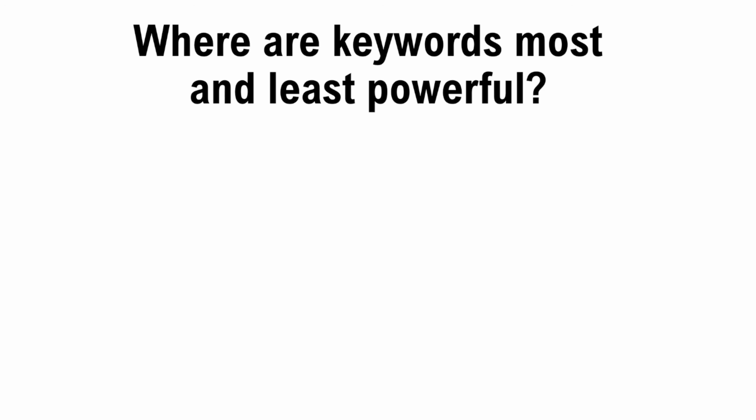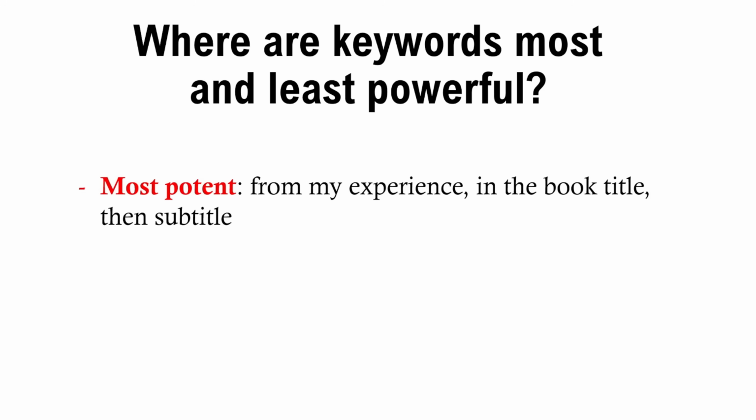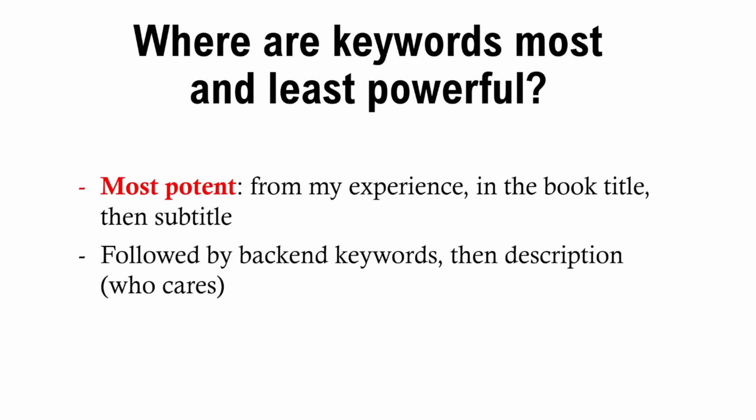So moving on from that, after we've established what our main keyword for our book is going to be, I'm going to talk about the subtitles in just a moment. But we want to understand where keywords are most and least powerful, because this is something that people obsess over. I'm going to make this very clear, very quick and very obvious, from my findings, where keywords are most and least powerful. Most potent, from my experience, is in the title of the book and the subtitle. I'm going to show you at the end of the video what I mean by that. It's going to prove basically why Amazon's never saturated. That's followed by back-end keywords, the 7 boxes, and then the description.